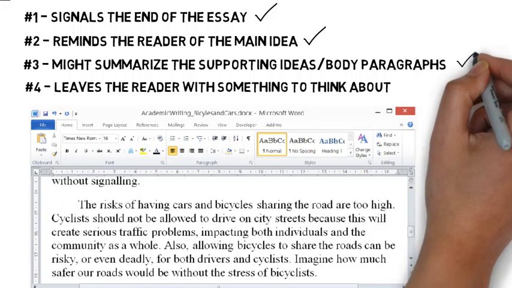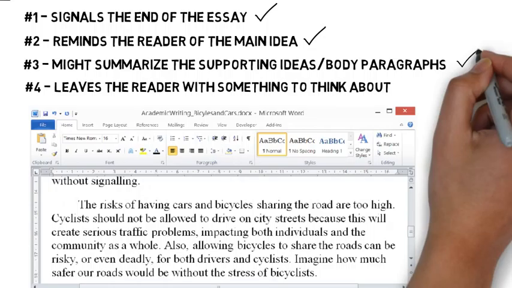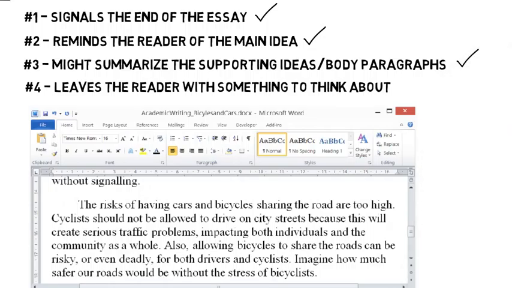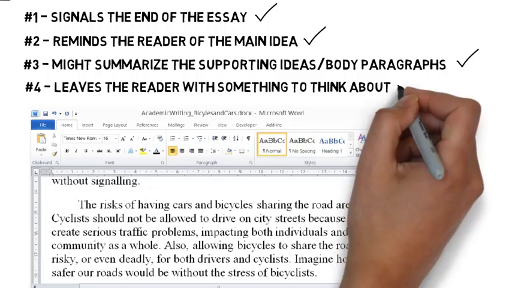Third, we do summarize both topic sentences. The conclusion reads, "Cyclists create serious traffic problems," number 1, and "it can be risky or even deadly," number 2.